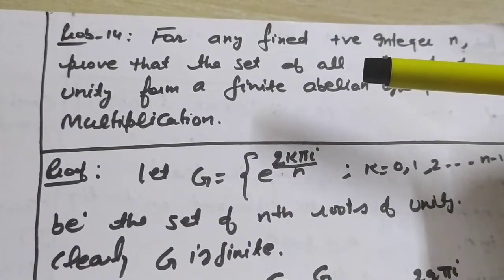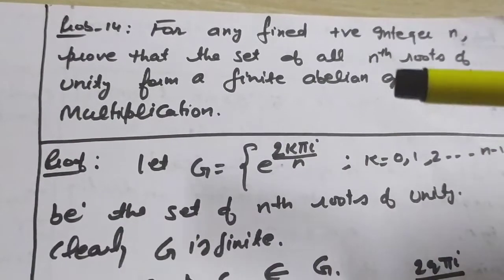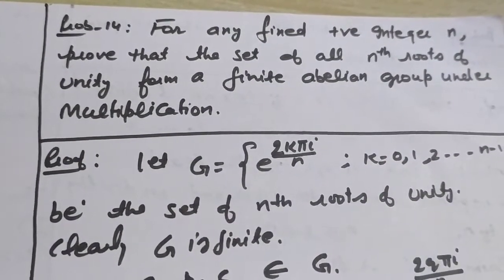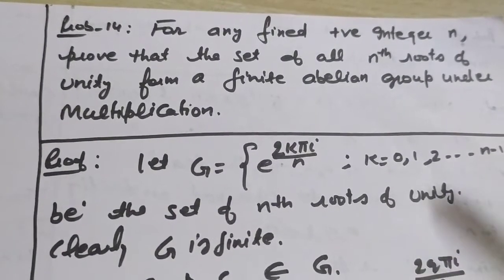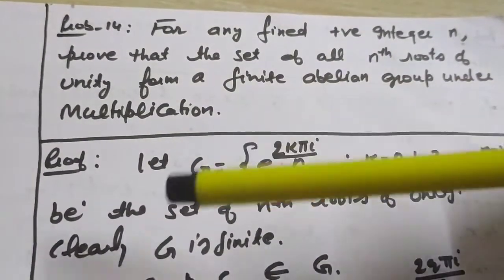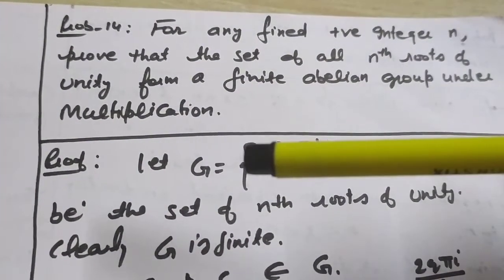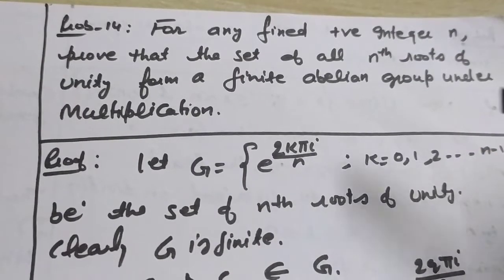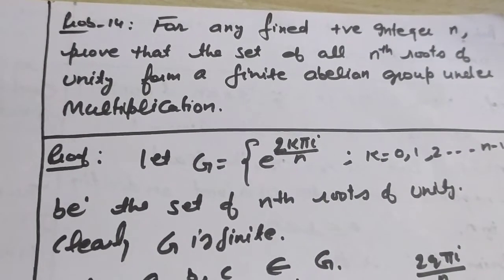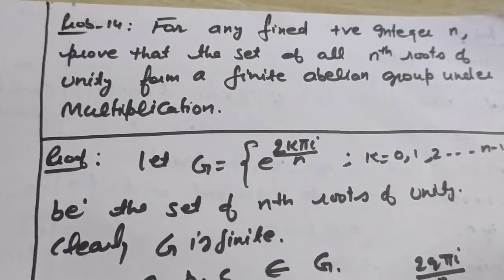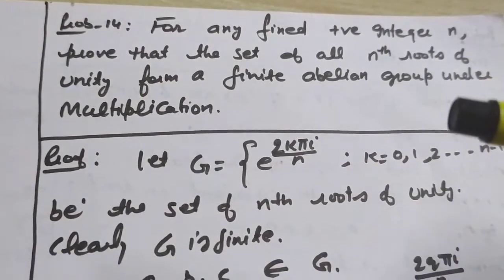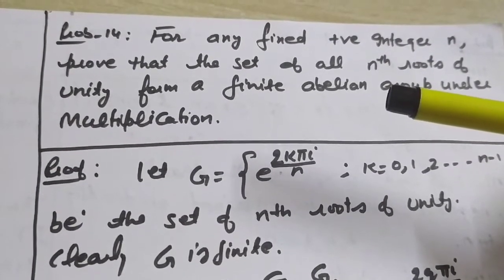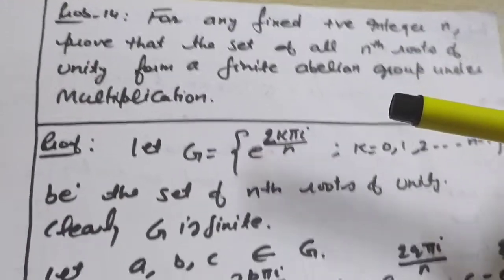So please first look at this set. G is equal to e raised to 2k pi iota over n, for k is equal to 0, 1, 2, and so on, up to n minus 1. It is the set of nth roots of unity. Clearly, the value of k is varying from 0 to n minus 1, and this set contains a finite number of elements, therefore this set is finite. So to make it a group, I will show all the properties of a group in this set.